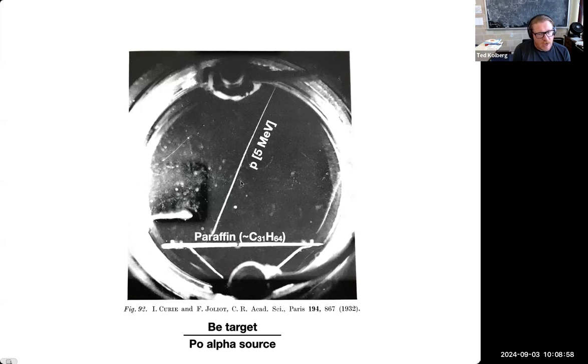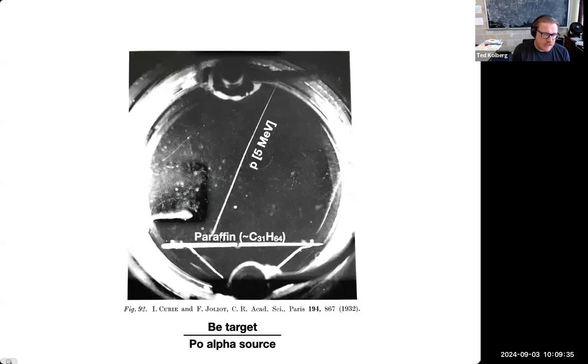pops out. And by this point, people are fairly adept at computing what the momentum of particles must be from how heavy of an ionization track they leave in the chamber. Using this method, the energy, or the momentum rather, of this recoiling particle here is calculated to be about 5 MeV under the assumption that this is a proton. So they know that this paraffin is a good source of hydrogen atoms. The nucleus of hydrogen, of course, is just a single proton.